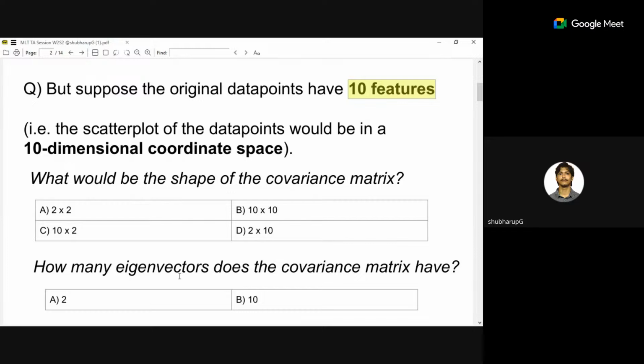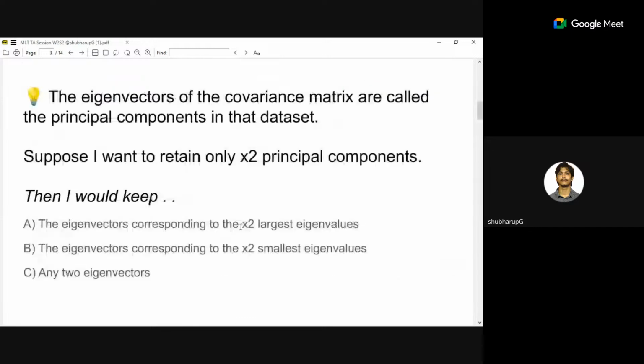Very good. So how many eigenvectors would the covariance matrix have? How many eigenvectors will a 10 cross 10 square matrix have? So 10, again. The eigenvectors of the covariance matrix are called the principal components in that data set. So suppose I wanted to retain only two principal components. This is recapping stuff that we have seen a bunch of times already.